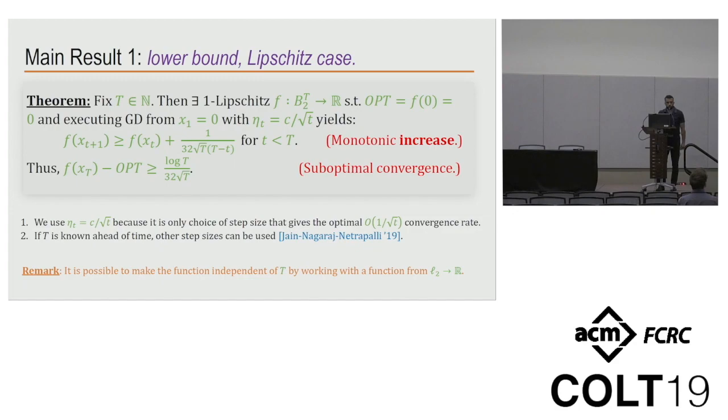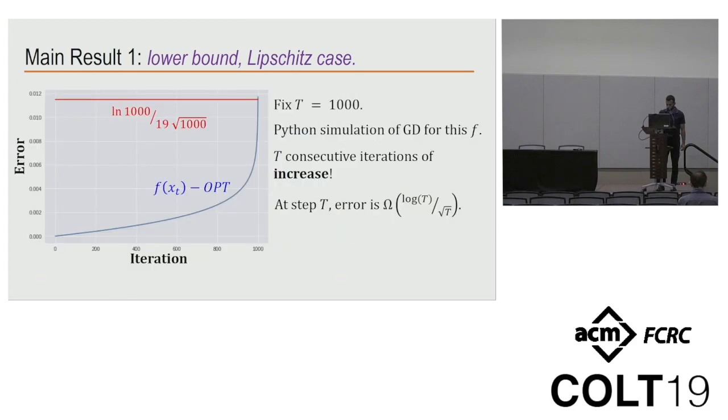Moreover, it turns out that if you knew your time horizon ahead of time, you can carefully tune your step sizes with knowledge of the time horizon so that the error of the last iterate is order 1 over square root T, which is optimal. And if you'd like to hear more about this exciting work, make sure you stick around for the next talk.